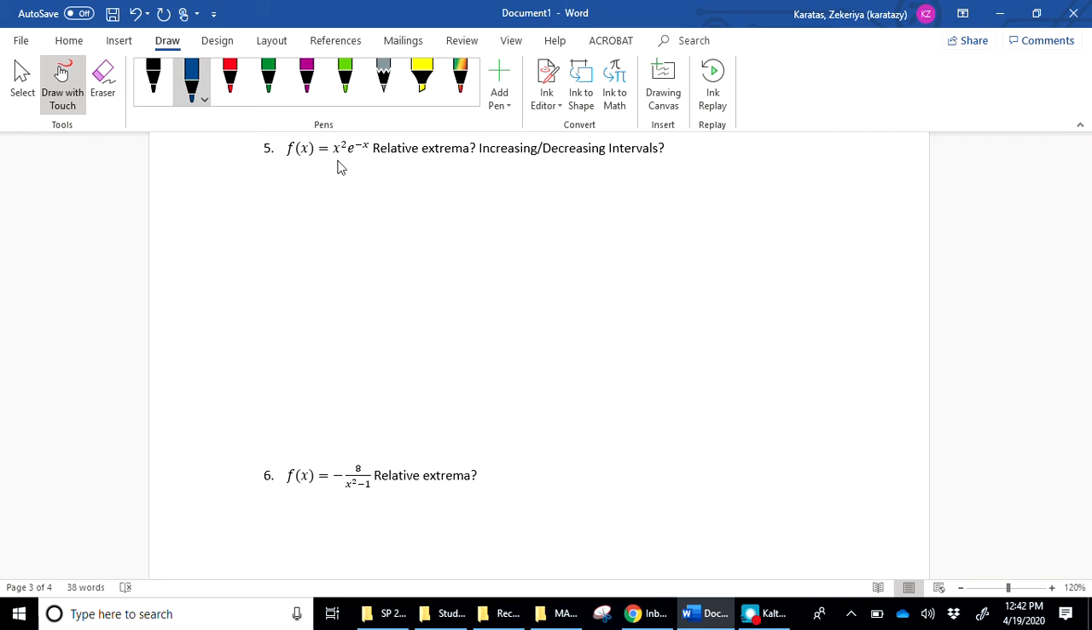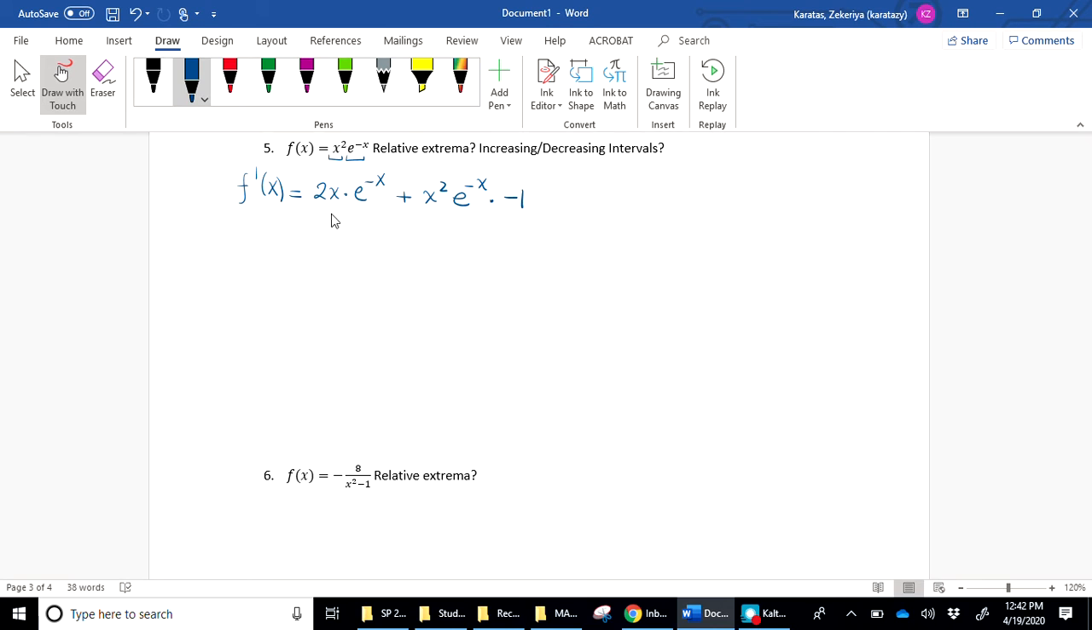Now let's say we have a function of this type. Again, you need to find the derivative f prime of x. For this type of function, you have an exponential and a polynomial, so you need to use the product rule, the first function and the second function. The derivative of the first function is 2x times the second function e to the negative x, plus I keep the first function the same, x squared, and the derivative of the second function is e to the negative x times the derivative of the exponent, which is -1.